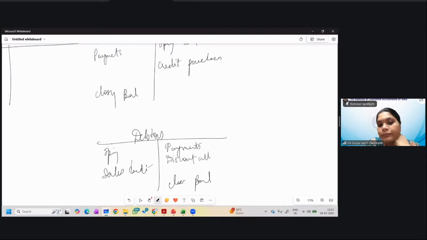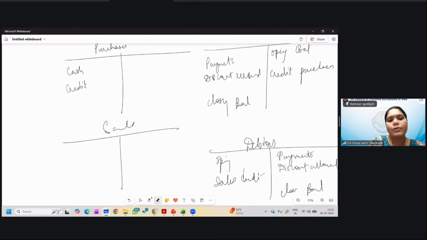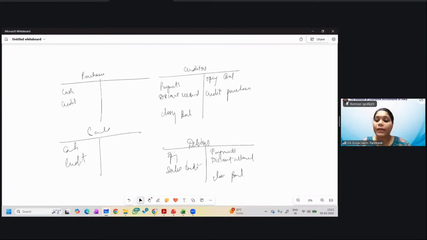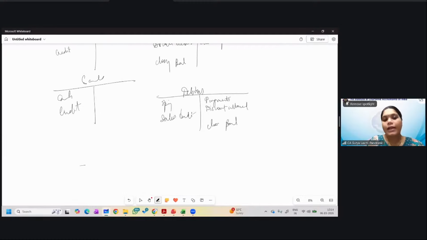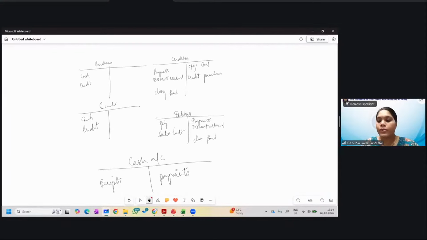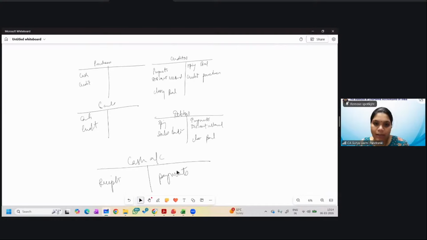Discount allowed. And here discount received also will be taken up. These are the major things that will come up, right? And in sales account also, you will have cash sales and credit sales, correct? Now, in incomplete records, these will be forming the major base. Also the cash account. In cash account, all the receipts that you have and all the payments that you have, okay? These 5 accounts are like the major accounts we use for preparing the financial statements, right?